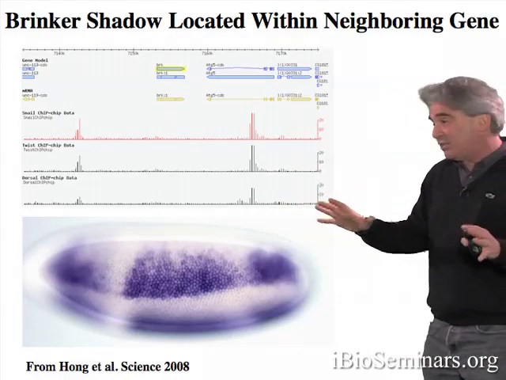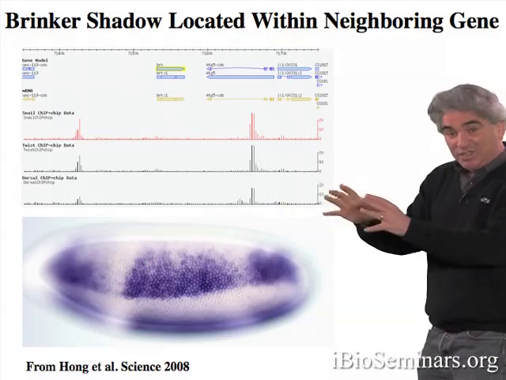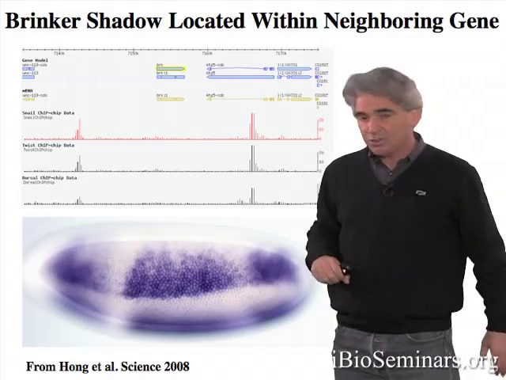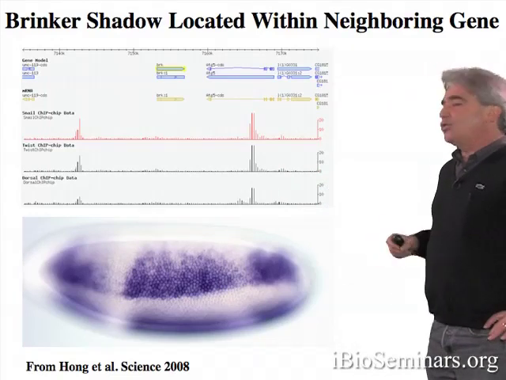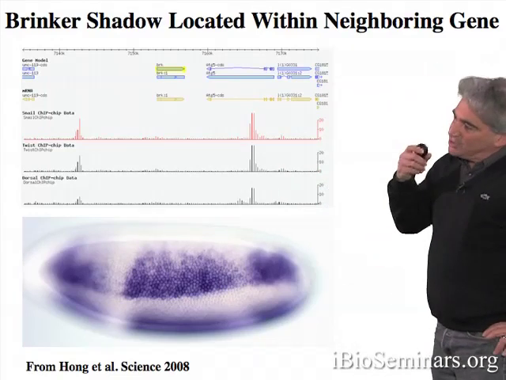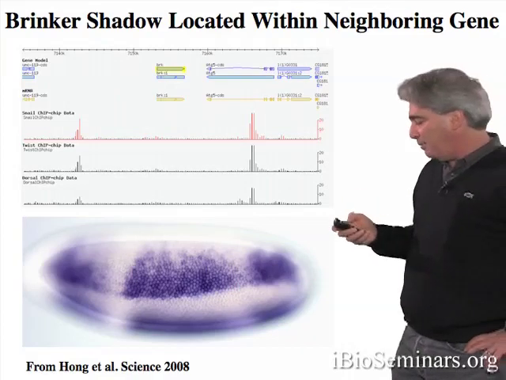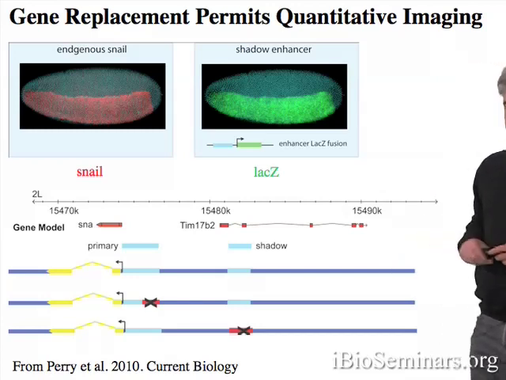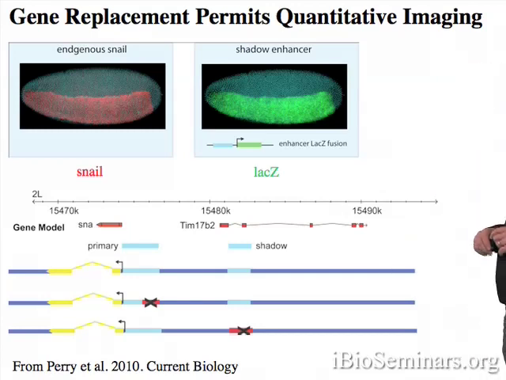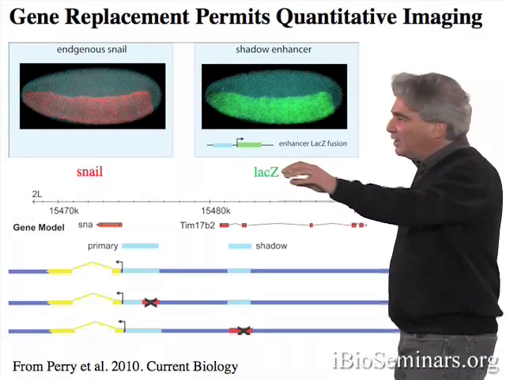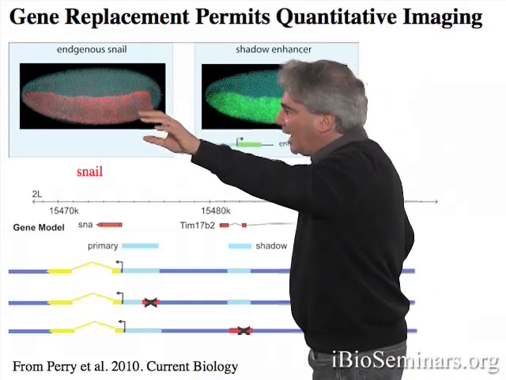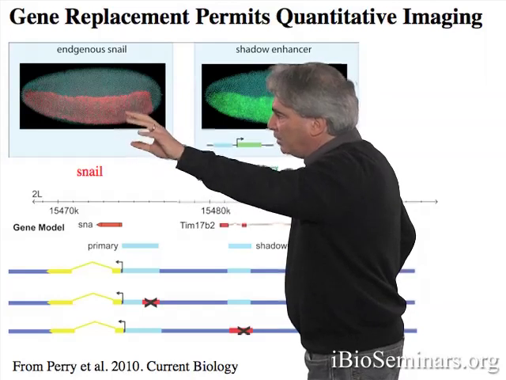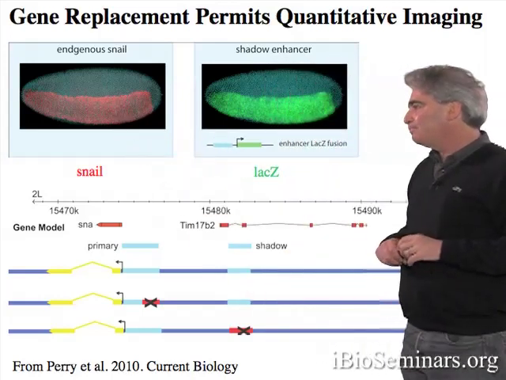We certainly didn't expect them, and they certainly weren't identified using conventional gene fusion assays because of their very remote locations. And so to get at the question of what does the shadow enhancer do for development, a graduate student in the lab, Mike Perry, analyzed the regulation of the snail gene. And I mentioned before, snail is activated in response to high levels of the dorsal gradient within the ventral regions of the embryo, which will form the mesoderm.